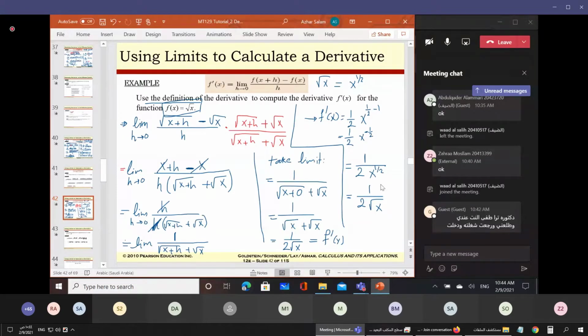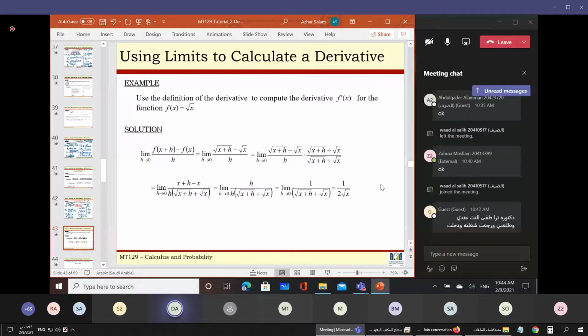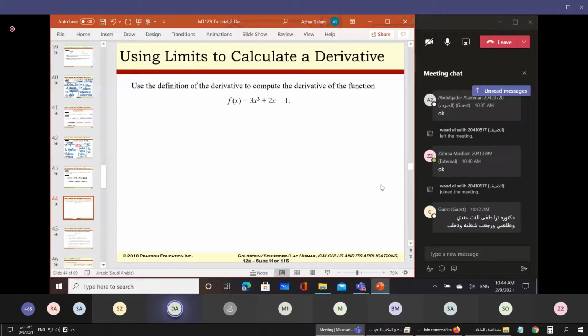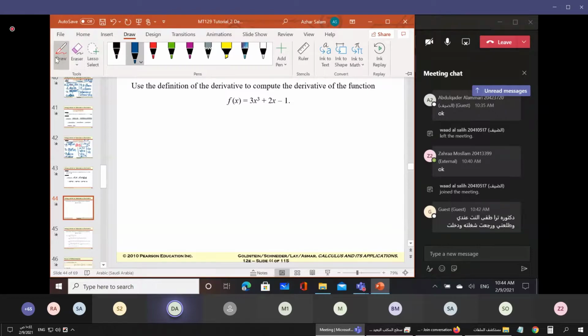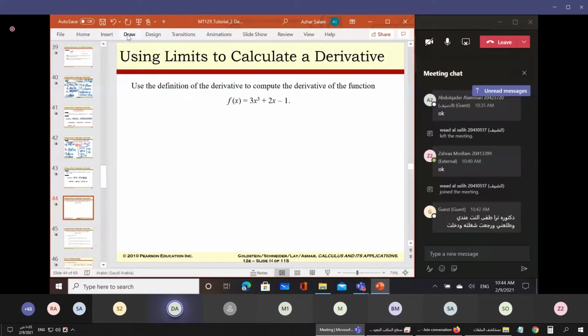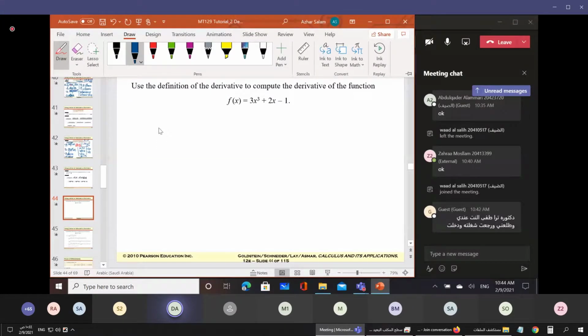Okay, now for another example. This is the original slide, and this is similar to the first example. I have here a polynomial, a normal polynomial, x to the power 3. Now, how to use the definition for the power 3? It will be a little bit more complicated, but if you know what the simplification required, it will be easier for you.